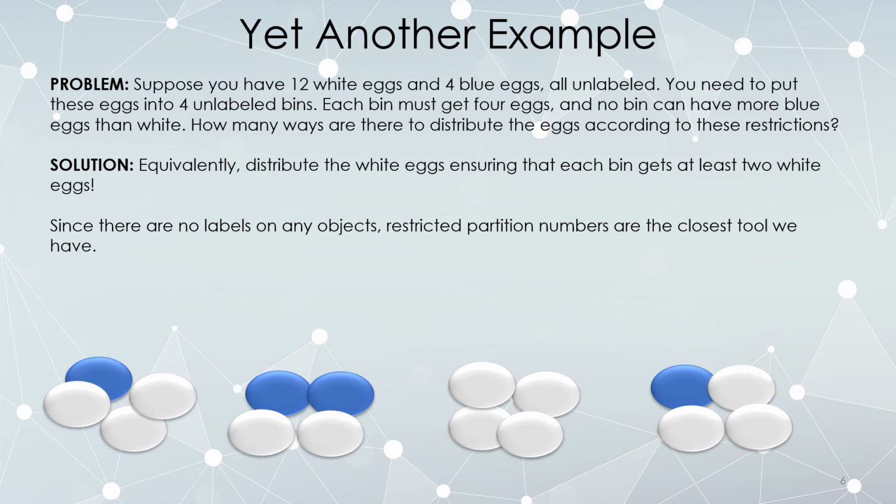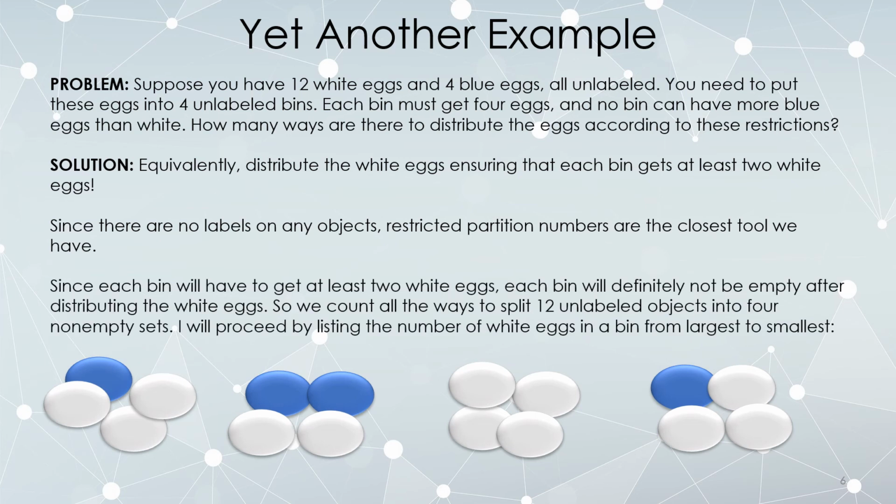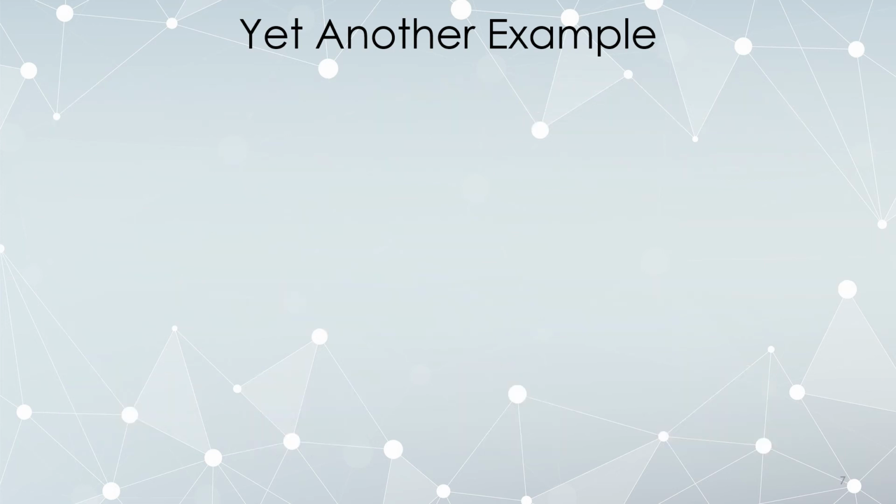That was unlabeled objects, unlabeled bins, but since I have to use exactly 4 bins, a restricted partition number makes more sense. So since each bin has to get at least 2 white eggs, each bin will definitely not be empty after distributing the white eggs. So once I distribute the white eggs, and all the bins have at least 2, what we need to do is count all the ways to split 12 unlabeled objects into 4 non-empty sets. What we're going to do is proceed by listing the number of white eggs in a bin from largest to smallest.